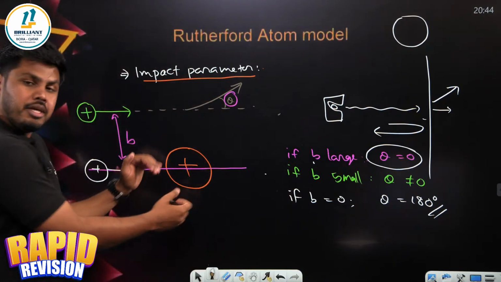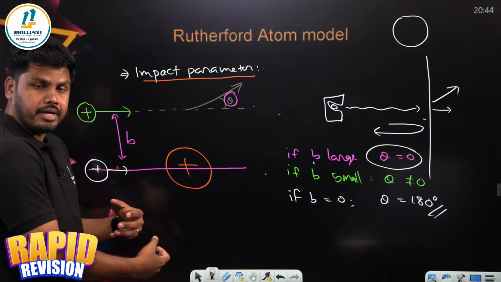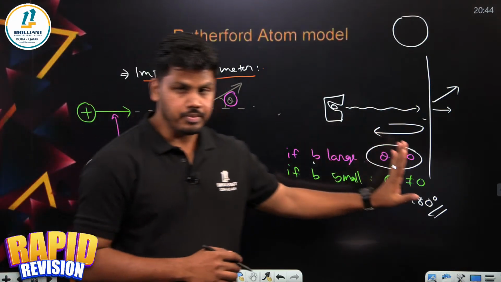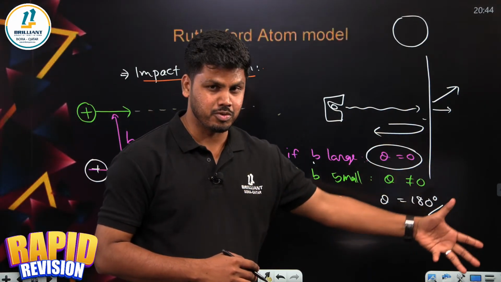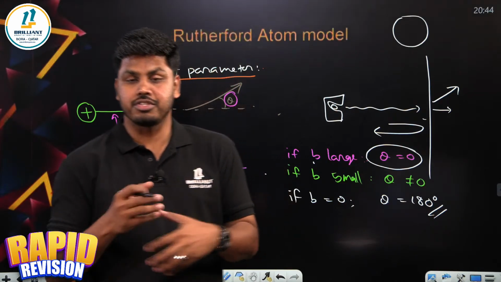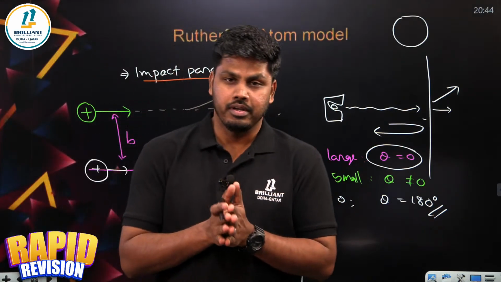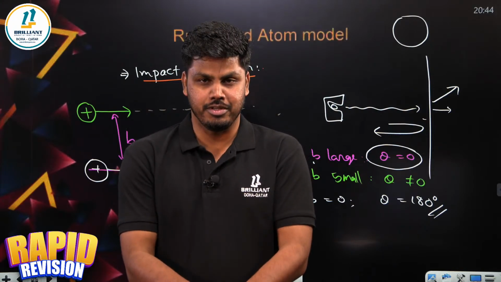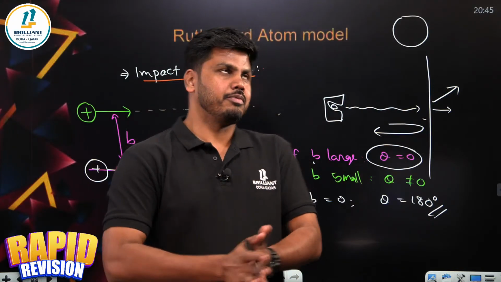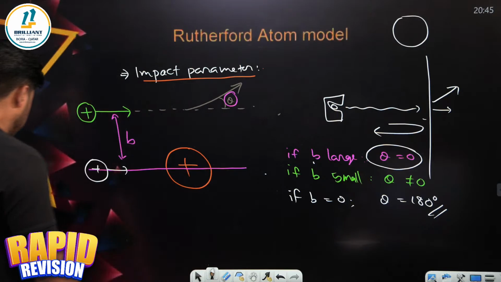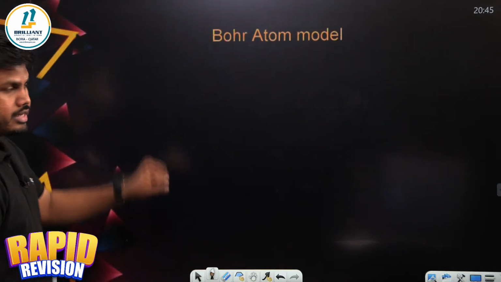Okay, based on that, he formulated his atom model, right? And that atom model had some drawbacks. He contributed the concept of the nucleus into the atom models, right? That was a very important turning point. Then, followed by this, we get the Bohr atom model.